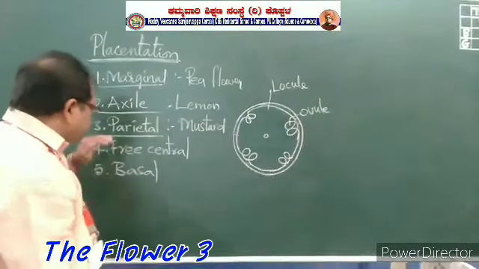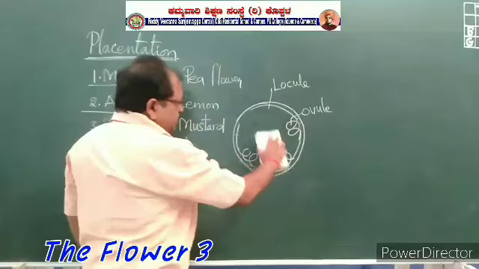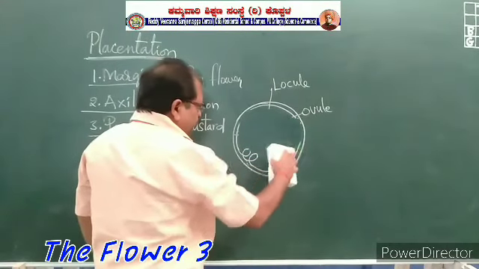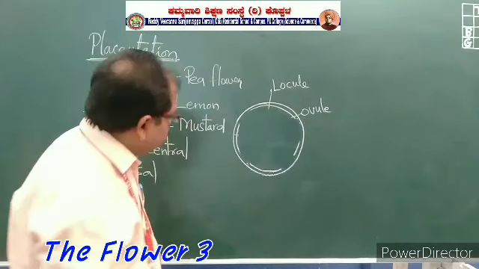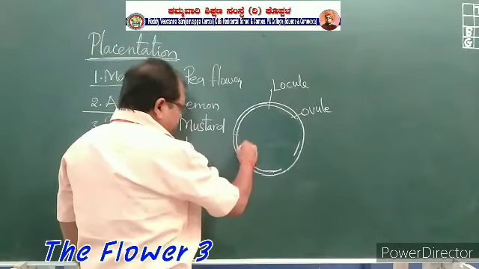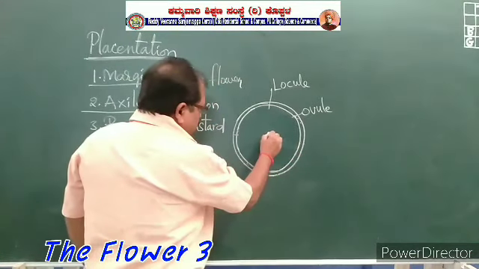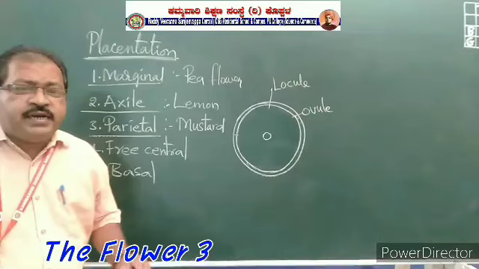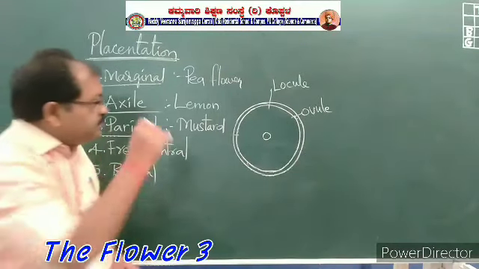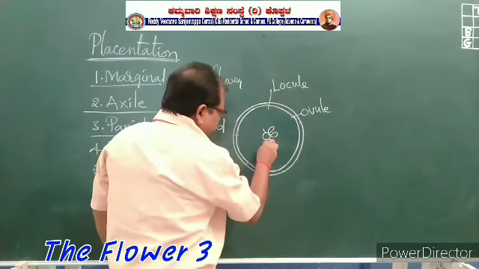Next is free central placentation. In this also, only one locule is present. The ovules are present in the center around the central axis, like this.